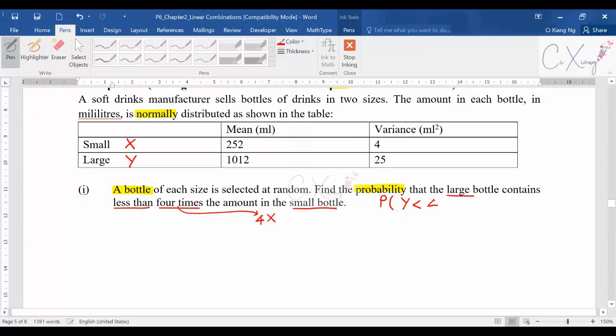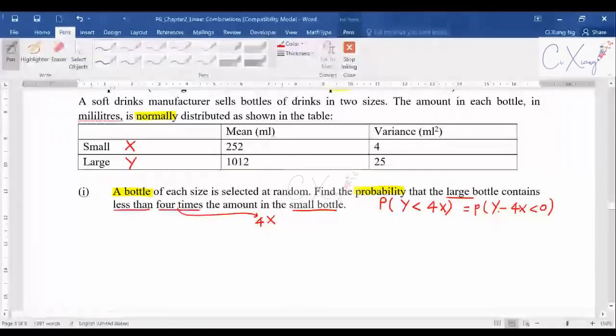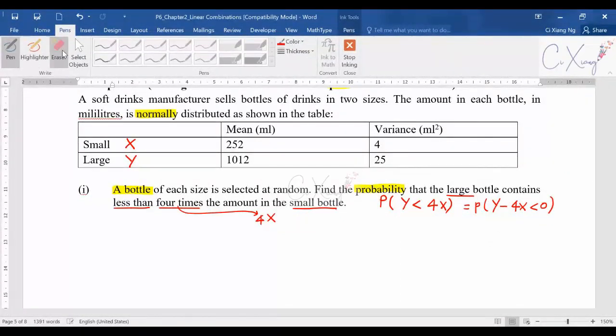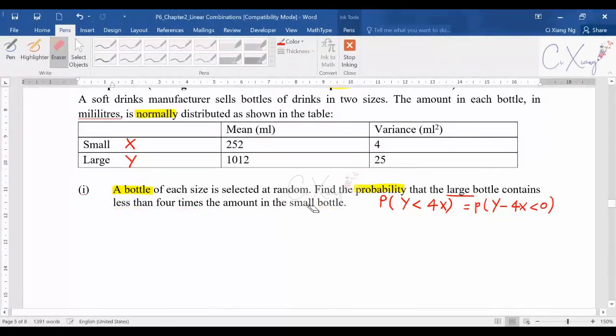So they want you to calculate the probability for Y smaller than 4x. Again, as I mentioned before, you cannot find the probability directly with Y smaller than 4x. You have to take Y minus 4x and check whether it is less than 0. That means you need to find the mean and variance for Y minus 4x. So let us start. When you get Y minus 4x, it is still normally distributed because both Y and X are normally distributed.